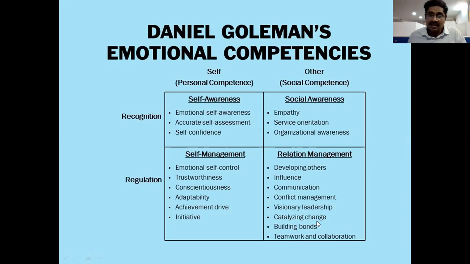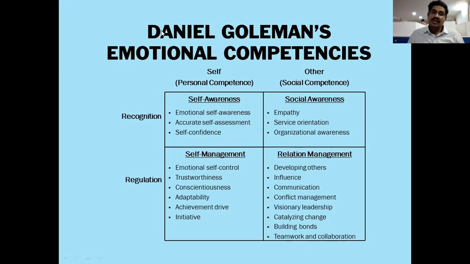Next, catalyzing the change. So plan for the change, be the change, not wait for the change. Next, building the bonds. Bonds means good relations, good positive relations. So build or develop the good relations, the bonds. And last, teamwork and collaboration. So all these are to maintain social skills, to develop or build relationship management with the society or with the colleagues in the company, right? These are the few points we need to discuss here.